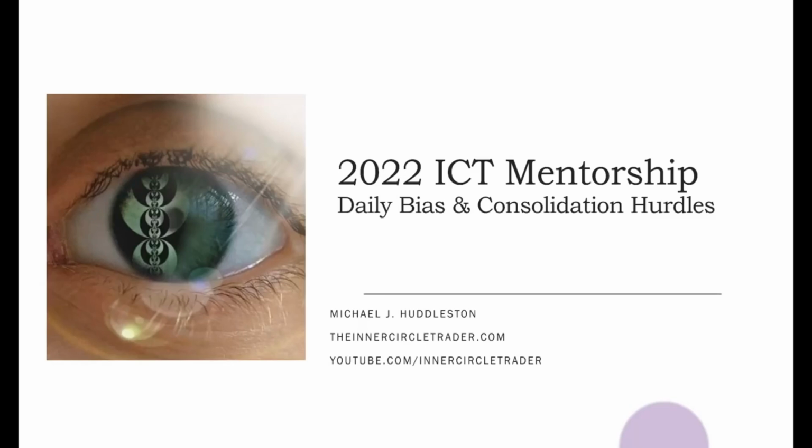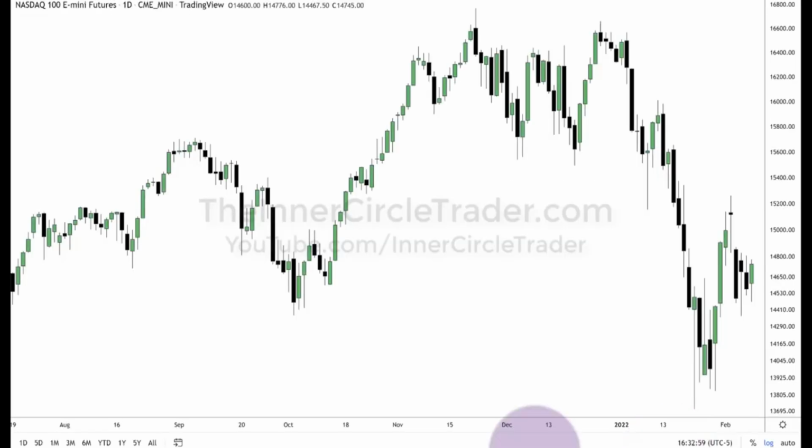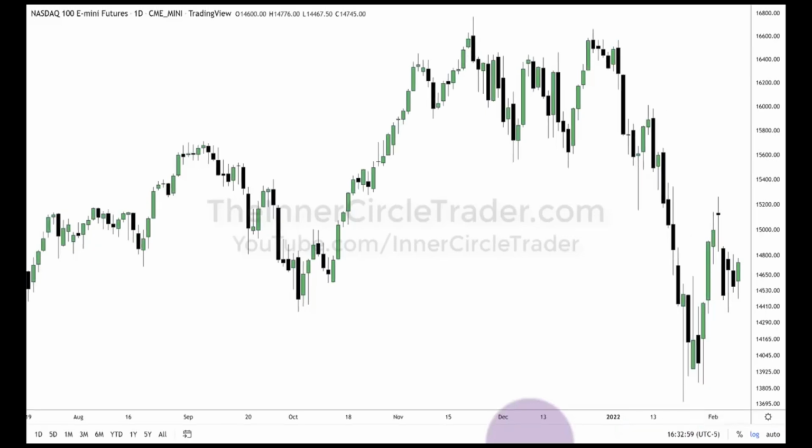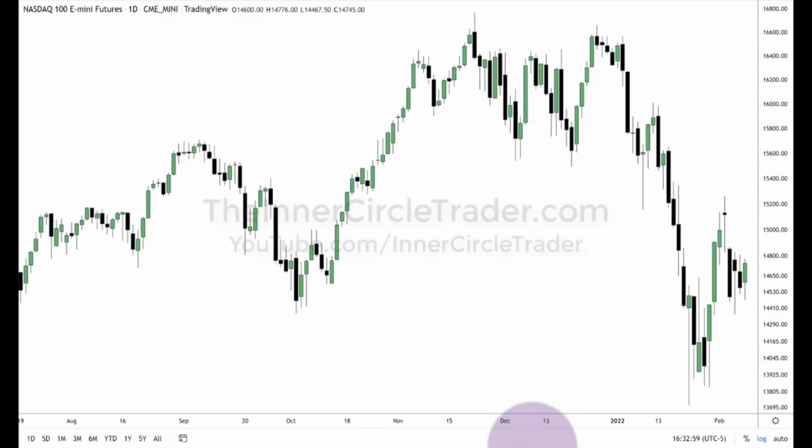Daily bias and consolidation hurdles. All right, folks, we're looking at the daily chart for the NASDAQ. And if you're looking at TradingView under the NASDAQ selection, it's the continuous contract. That way it makes all the candles look nice and crisp and you don't see any spotting.